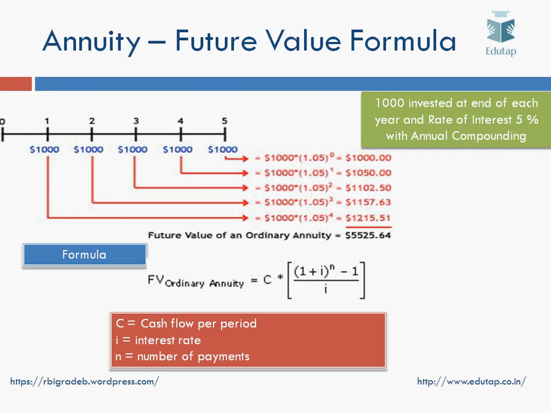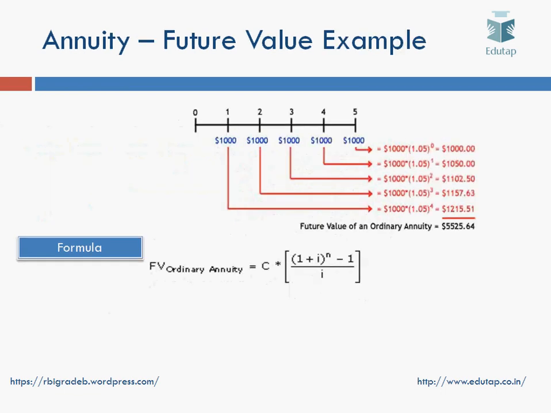Now let's try to solve this example using the formula, and let's see whether we get the same amount, which is 5525.64. So here are the values. If we use this formula, C would be equal to 1000, which is the cash flow or the money invested each year. I is equal to 5%, that is the rate of interest, and N is equal to 5, that is the number of times the money is invested.